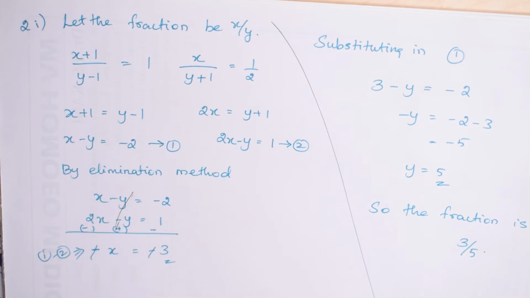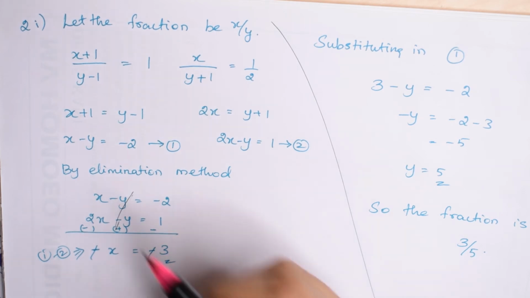They said that there is a fraction, and when we add 1 to the numerator and subtract 1 from the denominator, the fraction becomes 1. And if we are adding 1 to the denominator alone, it becomes 1 by 2. So we have to find out what the fraction is. Let us consider the fraction to be x by y. We have to have two variables, right? So let us consider the fraction to be x by y.